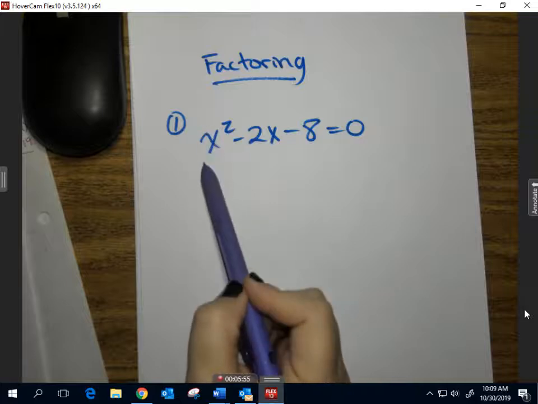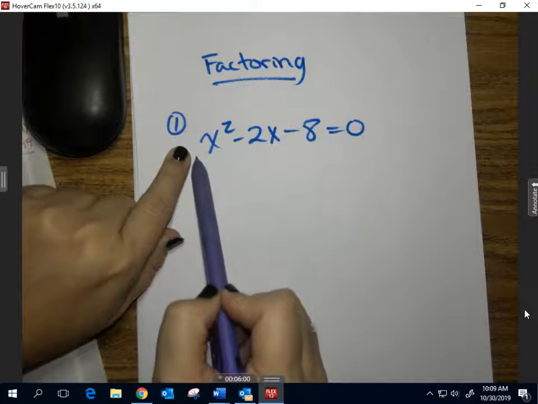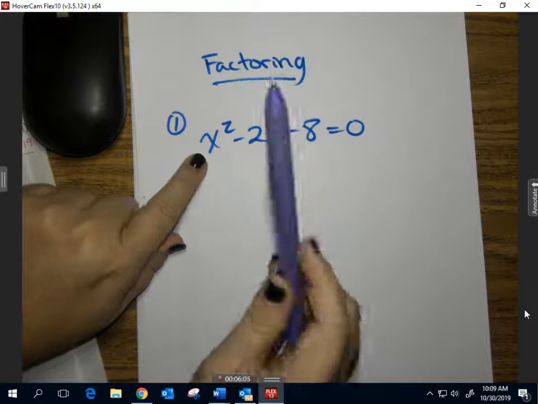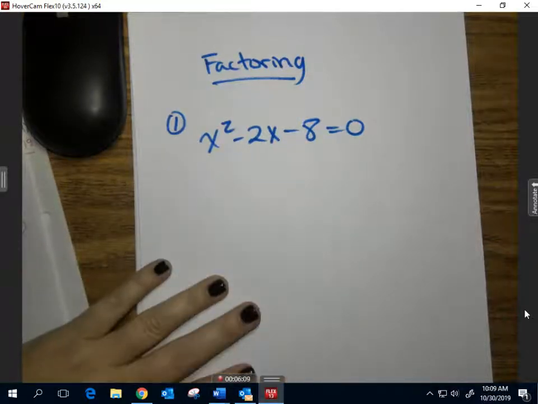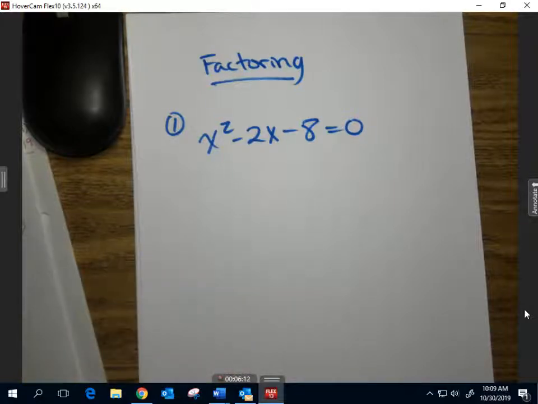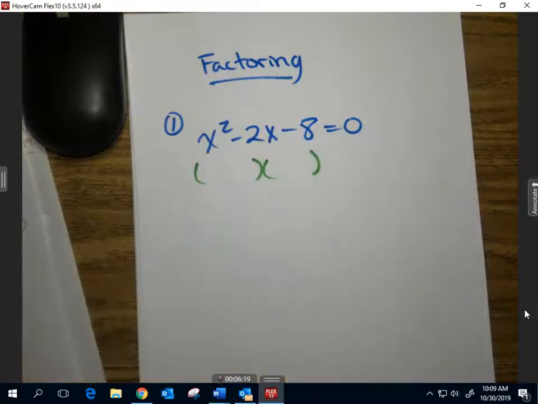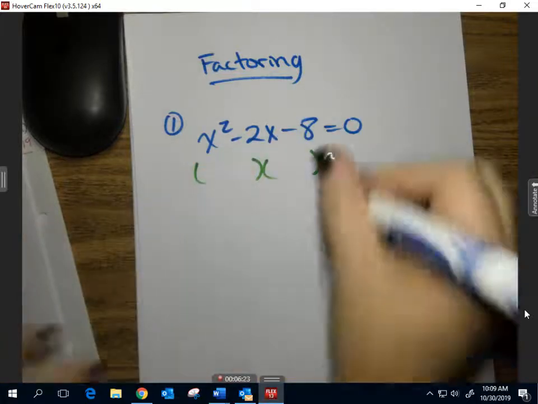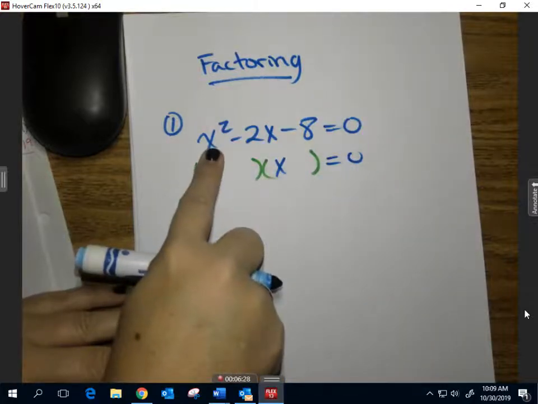Well, first of all, our leading coefficient here is 1. How do I know that? Because at the beginning, I have x squared and there's no number in front. So that means my leading coefficient is 1. And that makes life so much easier when it comes to factoring, when there's no number in front of this x squared. Because the very first thing I'm going to do is draw 2 sets of parentheses. And each one of them is going to start with x, because x times x gives me that x squared, right?